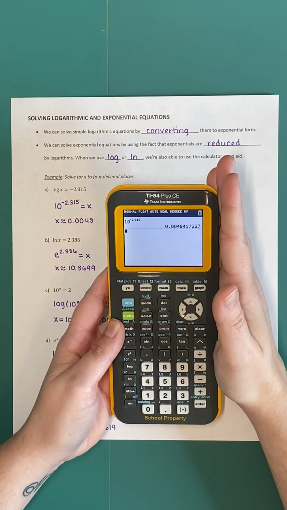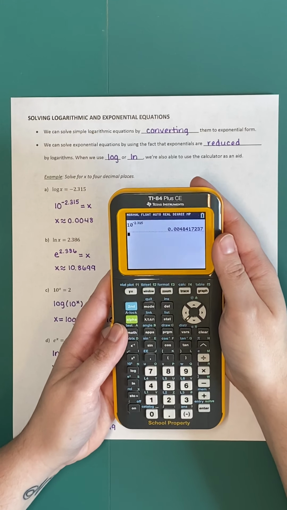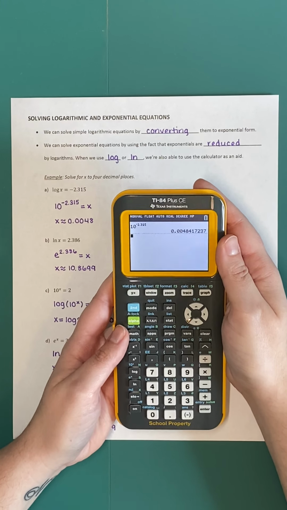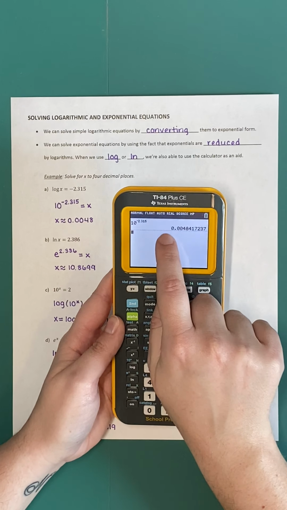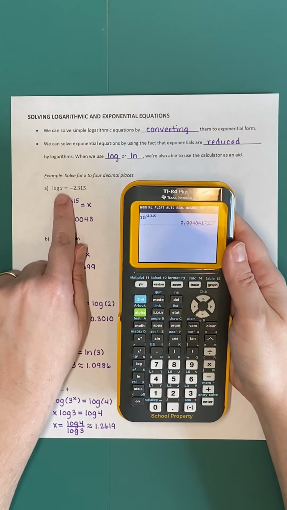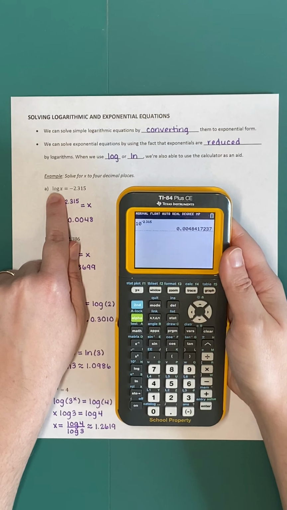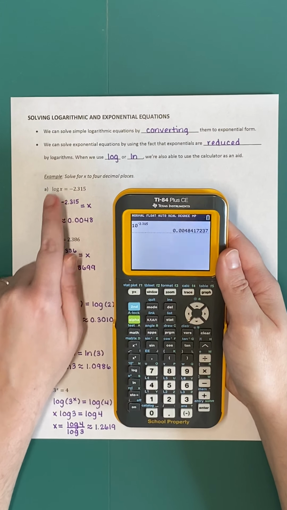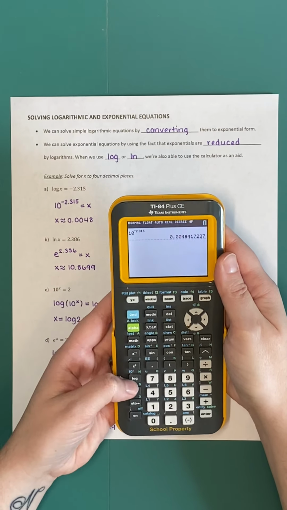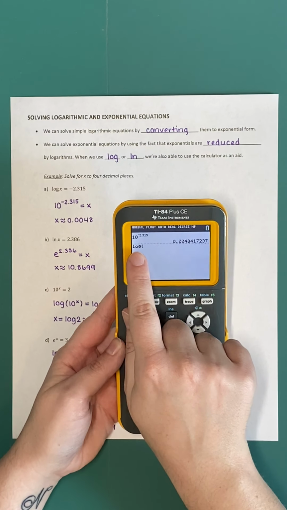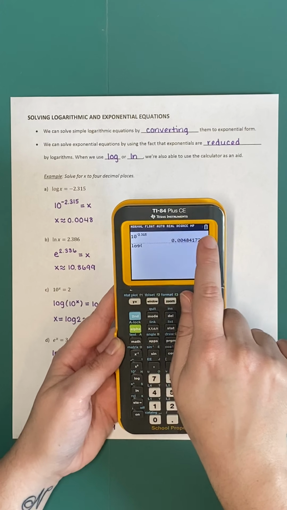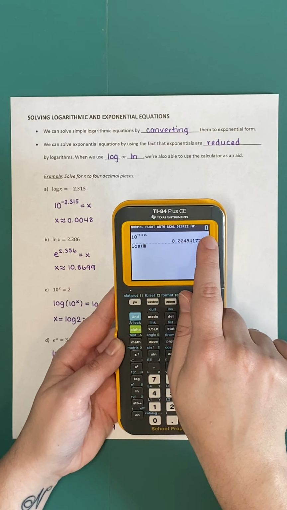Now, it's always a good idea to plug things back into the equation to double check your answers. What would that look like in this case? Well, this is what we're saying x is equal to. We would have to plug that into log base 10. So here's how we could do that. If you hit log, that's going to open up log base 10. We want to take log base 10 of what we're proposing is our answer.